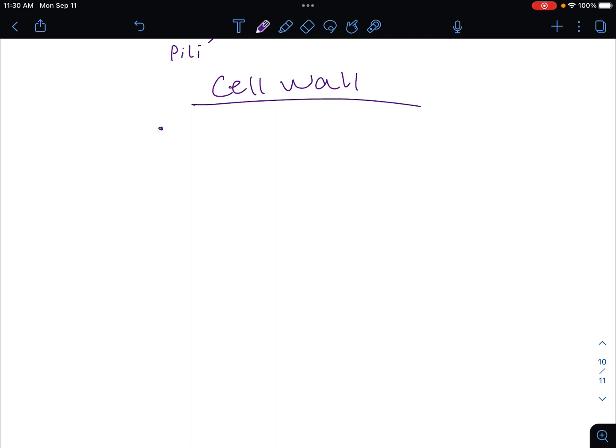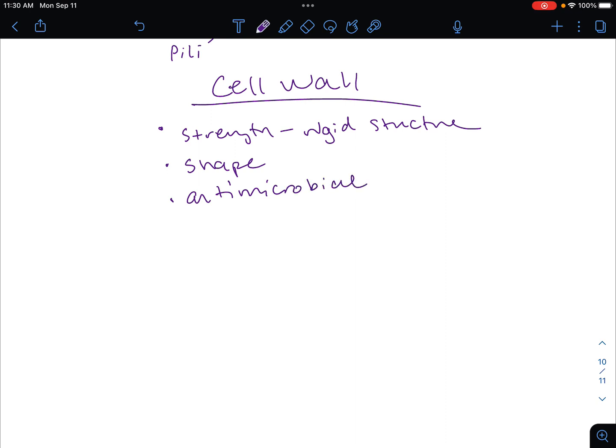Right, so it gives the bacteria strength due to its rigid structure. It's basically giving it reinforcement, kind of like how a plant cell wall would give the plant cell some reinforcement. Also gives it shape. And it's also an antimicrobial target. So many of these drugs, including penicillin, will actually target a certain type of cell wall in the bacteria.